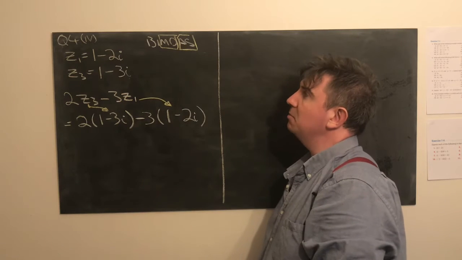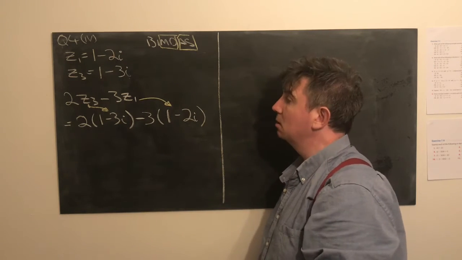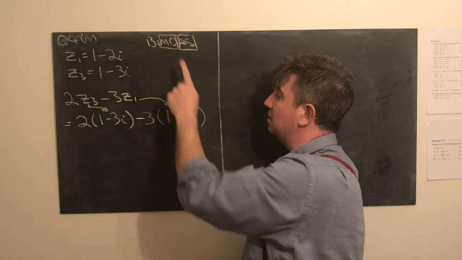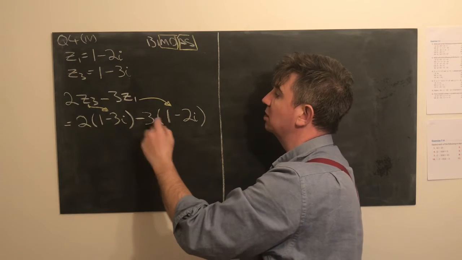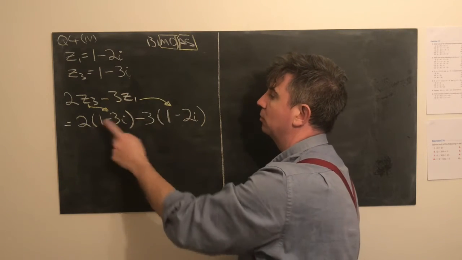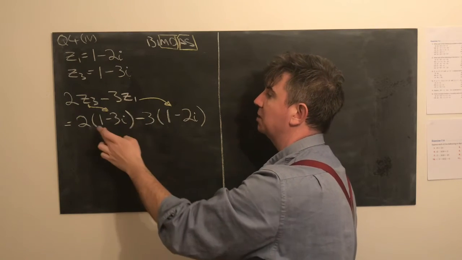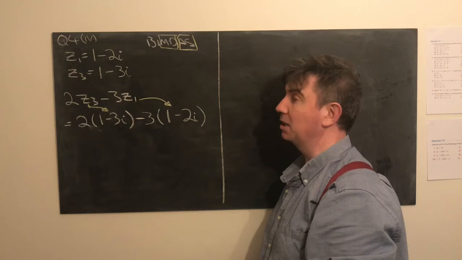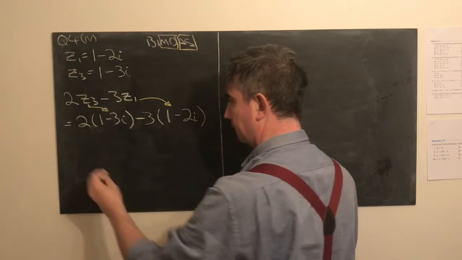So BIMDAS holds even for complex numbers. And BIMDAS tells us that before we do the subtraction, we must do the multiplication and the division. So we only have multiplication going on here. So let's do that multiplication now. So how do I multiply 2 by this thing here?